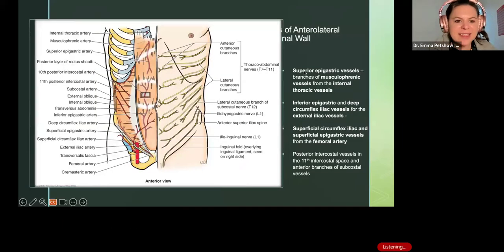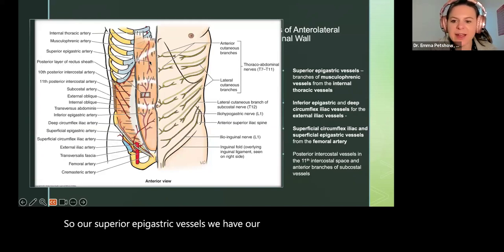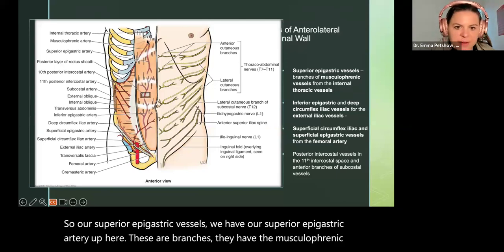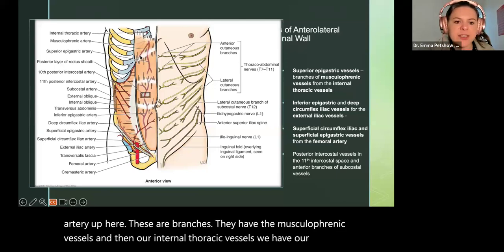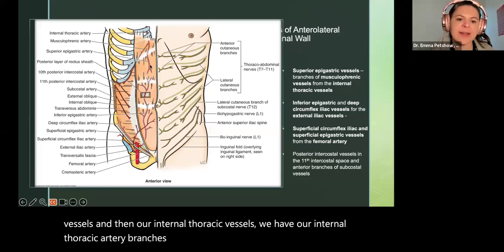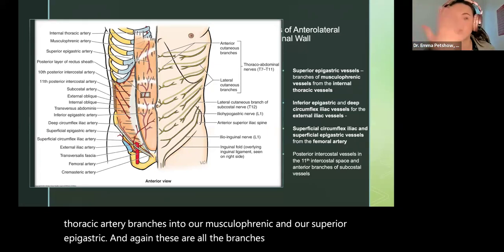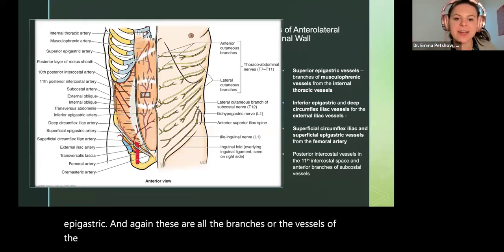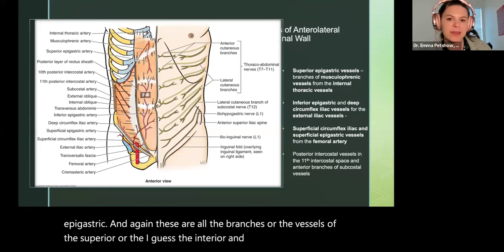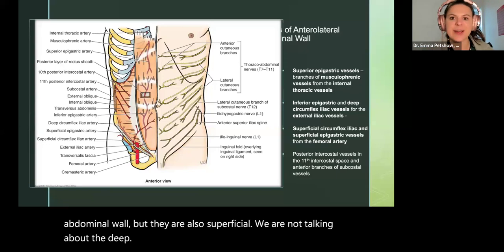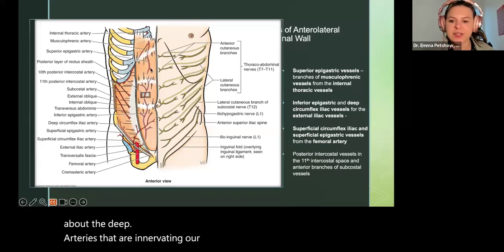There we go. So our superior epigastric vessels, we have our superior epigastric artery up here. These are branches. They have the musculophrenic vessels and then our internal thoracic vessels. So we have our internal thoracic artery, branches into our musculophrenic and our superior epigastric. And again, these are all the vessels of the anterior and lateral portion of the abdominal wall, but they are also superficial. We are not talking about the deep arteries that are supplying our organs, right? We're really superficial at this point.